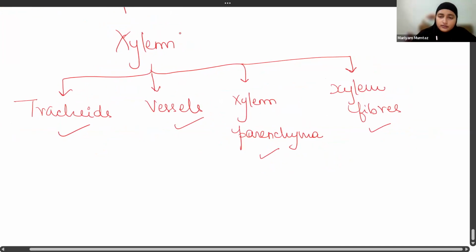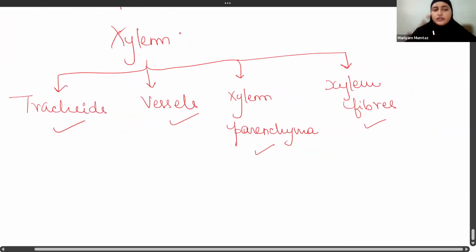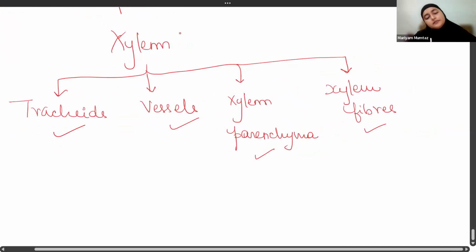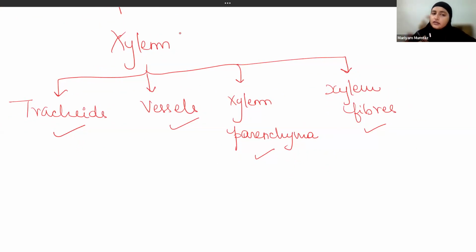No, ma'am, it's not clear. What is not clear? Tell me. Where is it present? It is present in the conducting parts of the plant. Xylem is present in the plant, and xylem contains all these four things, meaning the xylem contains the tracheids, it contains the vessels, it contains the xylem parenchyma, and it contains the xylem fibers.